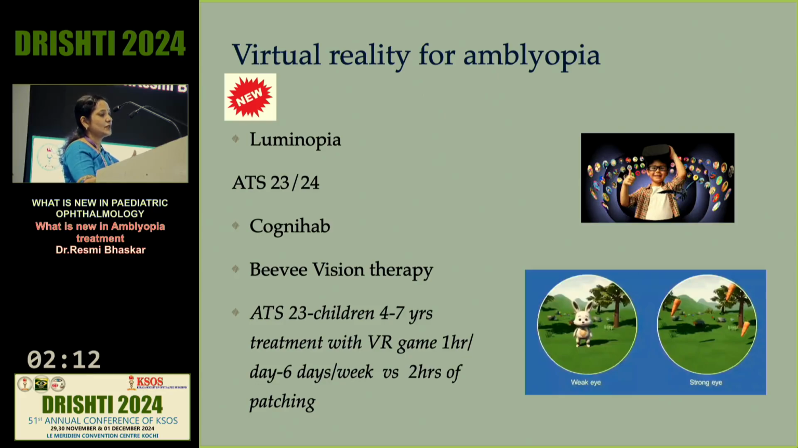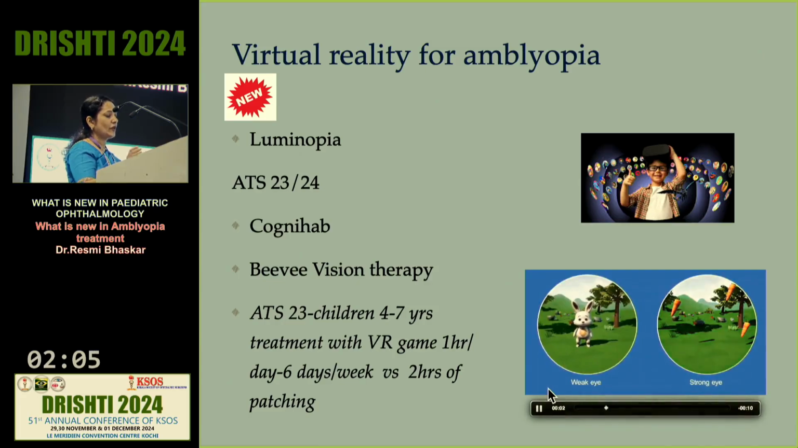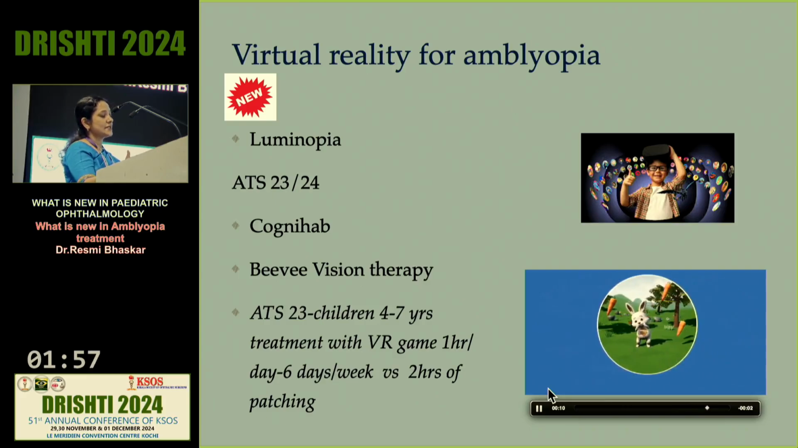A child uses a VR headset, and two images will be given to them. You can adjust the contrast of the image by increasing or decreasing it. The new Amblyopia trial study has compared a VR game of 1 hour, 6 days, versus 2 hours of patching. The results are yet to come.